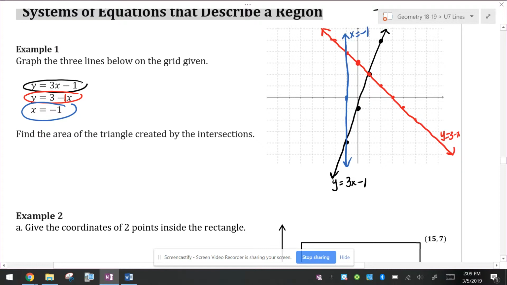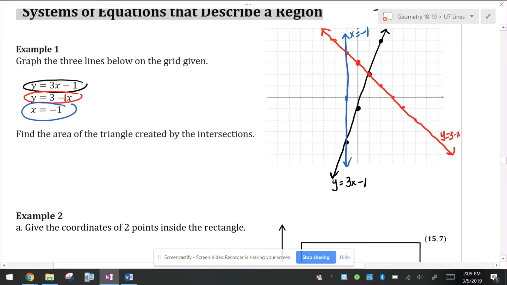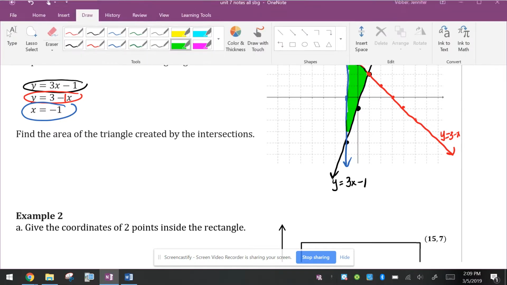Ta-da! And it says find the area of the triangle created by the intersections. What? There's a triangle there? You can barely see it, but there is. It's right here. It's this guy. And so I have this triangle right here, and if I want to find the area of a triangle, I can do base times height divided by 2.